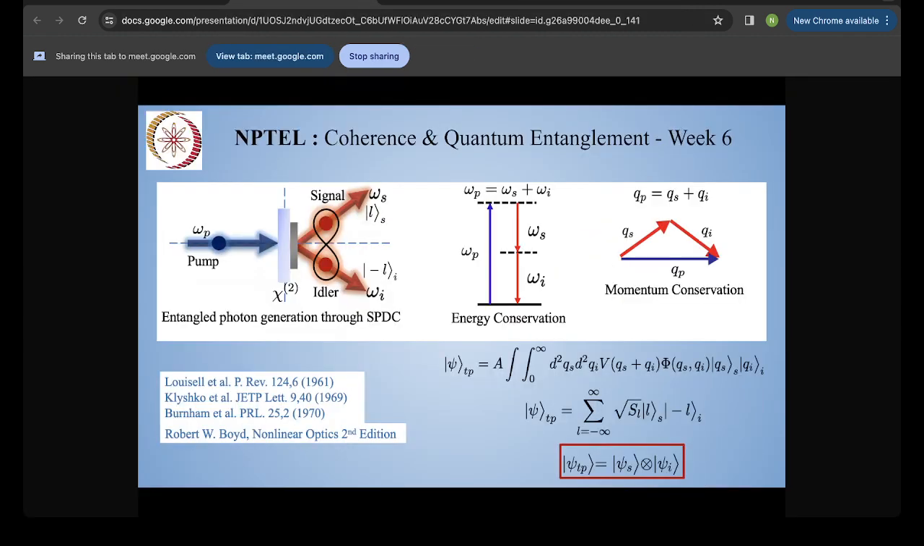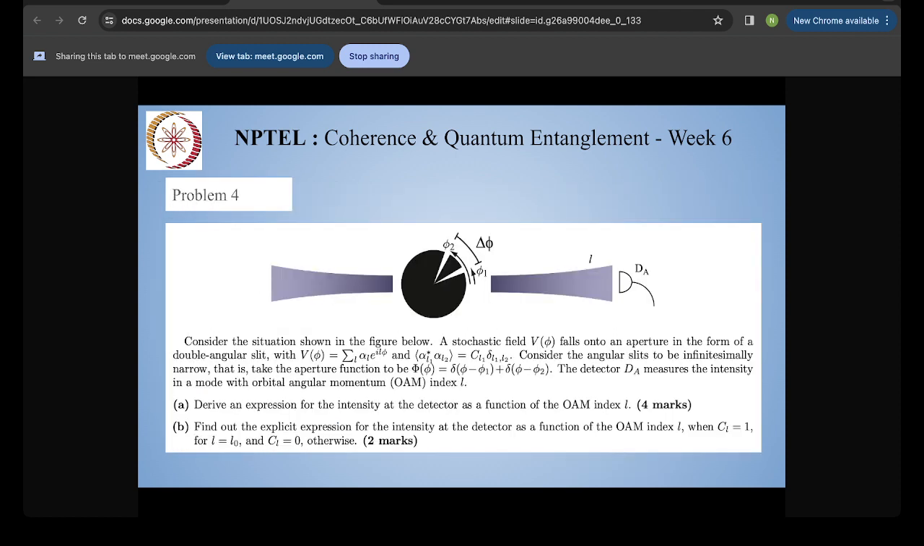So these were the problems that I wanted to discuss. Now after this, I want to discuss a few important things, and we'll formally start on quantum entanglement. So today we'll introduce quantum entanglement and the basics of nonlinear optics.